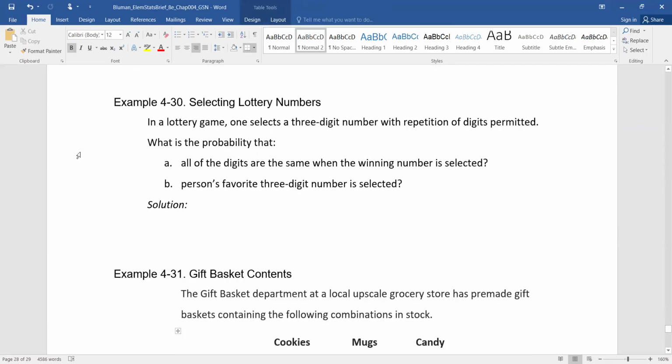So in example 30, we're going to be selecting lottery numbers. In the lottery game, one selects a 3-digit number with repetition of digits permitted. We want to find the probability that all the digits are the same when the winning number is selected. So there are 3 digits out of 0 through 9.